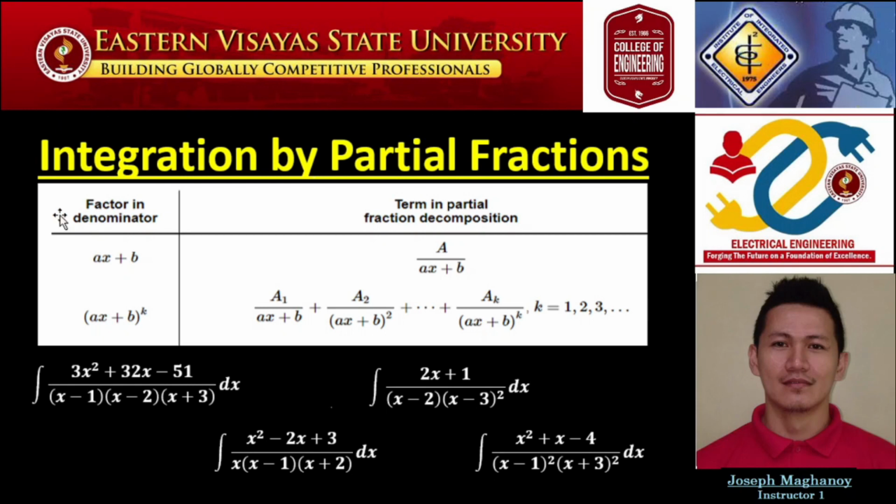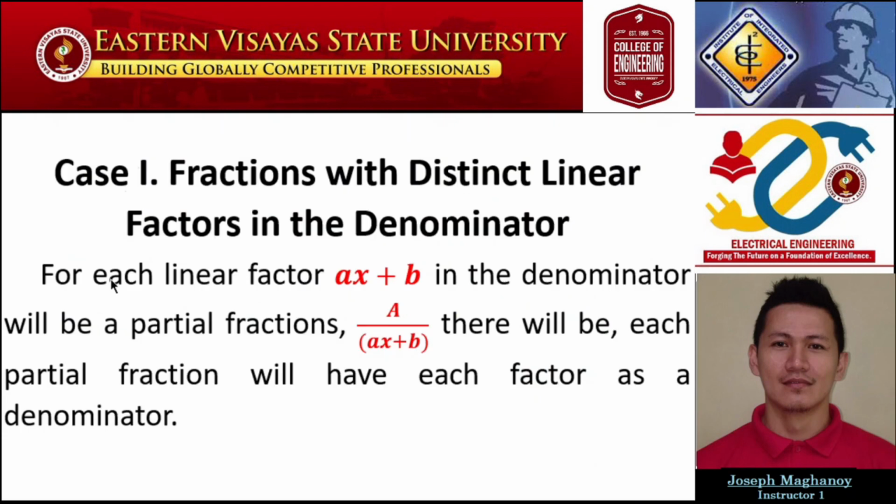We have this one as condition 1. What do we have in condition 1? Case 1, fraction with distinct linear factors in the denominator. For each linear factor, ax plus b, in the denominator there will be a partial fraction, A all over ax plus b. Each partial fraction will have each factor as a denominator.